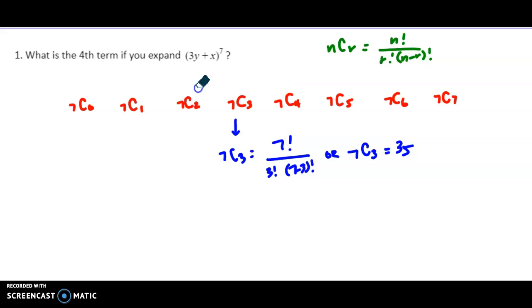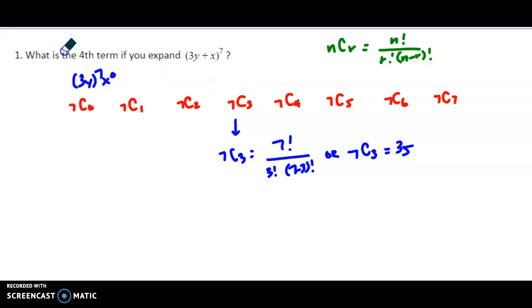Now, we remember from Friday's lesson, right? The first term, the exponents decrease. So meaning this first term here is 3y to the 7th, and remember, technically, x to the 0 power. And so this 3y to the 7th is going to keep decreasing.